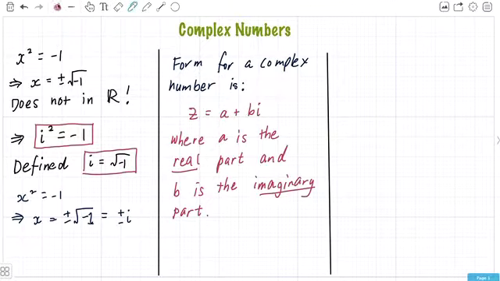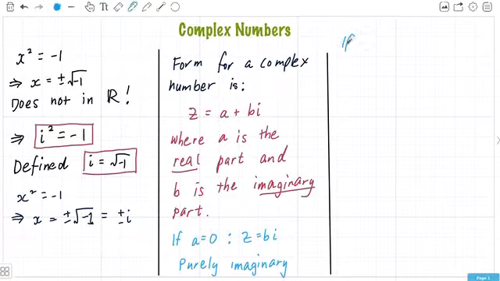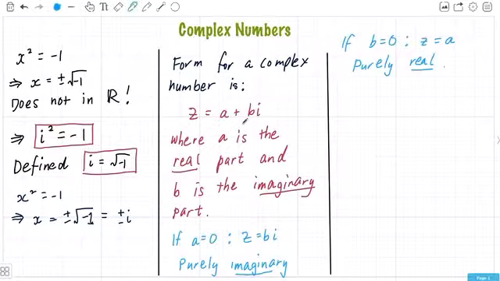An important result here as well. If a equals 0, then we'd have z equals bi, which is a purely imaginary number. There's no real part to it. And also, if b equals 0, then z will be just a. That means that we have no imaginary part, so this is a purely real number, and these are the numbers that we're used to dealing with. Purely real as opposed to imaginary or purely imaginary. a and b can't both be 0. Well, they can, but then you just have z equals 0, which is not a very interesting number.